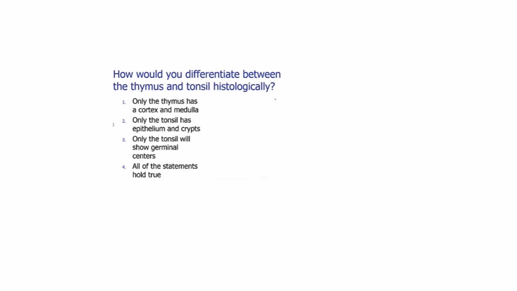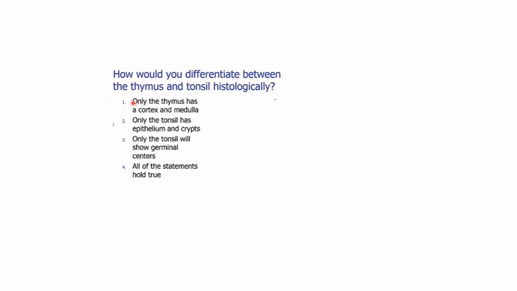Now this is just at the end. How would you differentiate between the thymus and the tonsil histologically? In the thymus, we have the cortex and the medulla, which is continuous in each lobule. They are not completely separated, they are partially separated. Like if you see a toast sandwich, it has a filling. So the medulla is like a filling and the cortex is like the toast which are present above and below the sandwich.